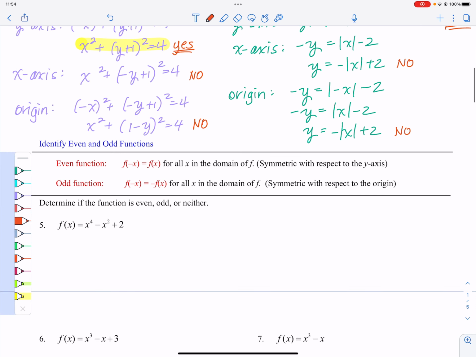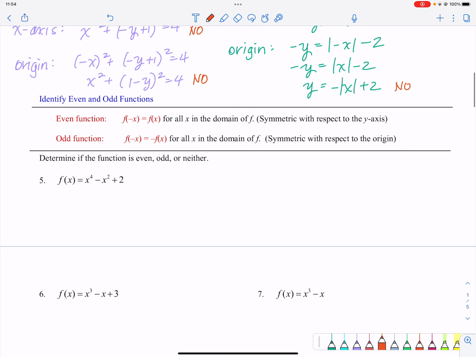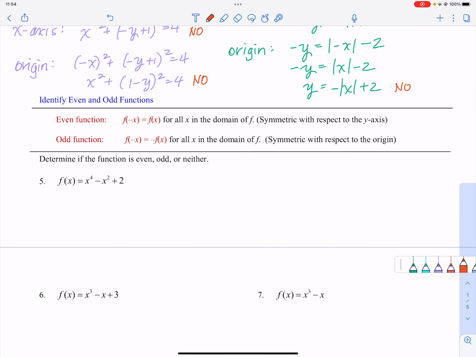And now we're going to talk about even and odd functions. Very, very similar process to this. We will first check and see if we have an even function or an odd function by doing the same thing. We will find f of the opposite of x. And if we have our original function, after we plug a negative x in and simplify, we will be symmetric with respect to the y-axis.